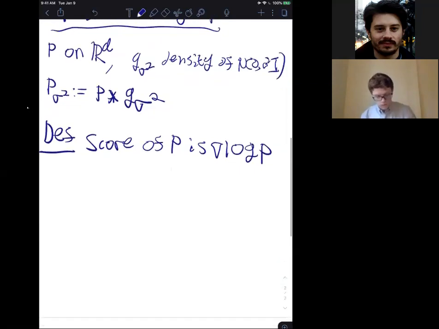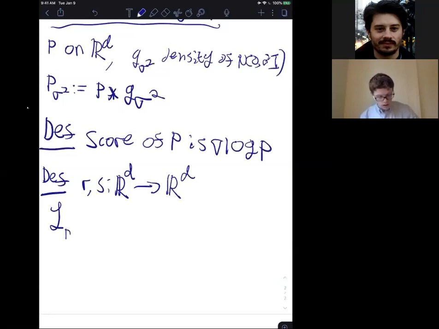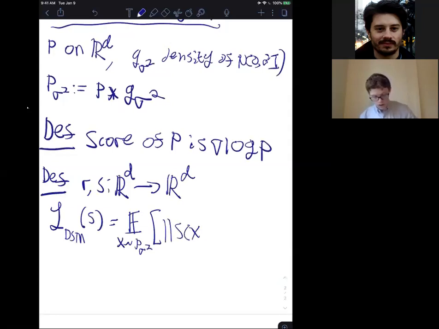And so the way that we're going to estimate the score is by using a denoising autoencoder. And so we have to define two losses. We're going to let R and S be vector fields on R^d, and we define two losses. So let's call L_DSM, for denoising score matching, of S equal to the expectation over X according to P sigma squared of just the squared error.